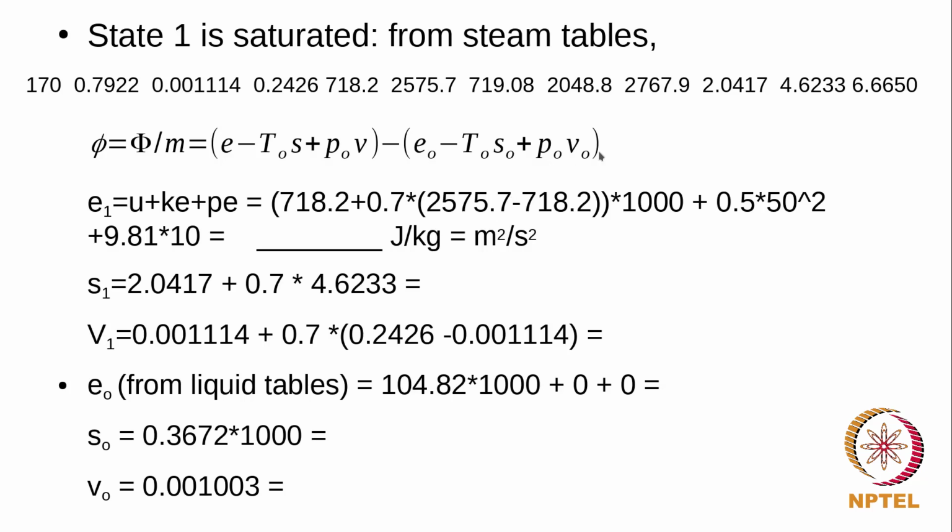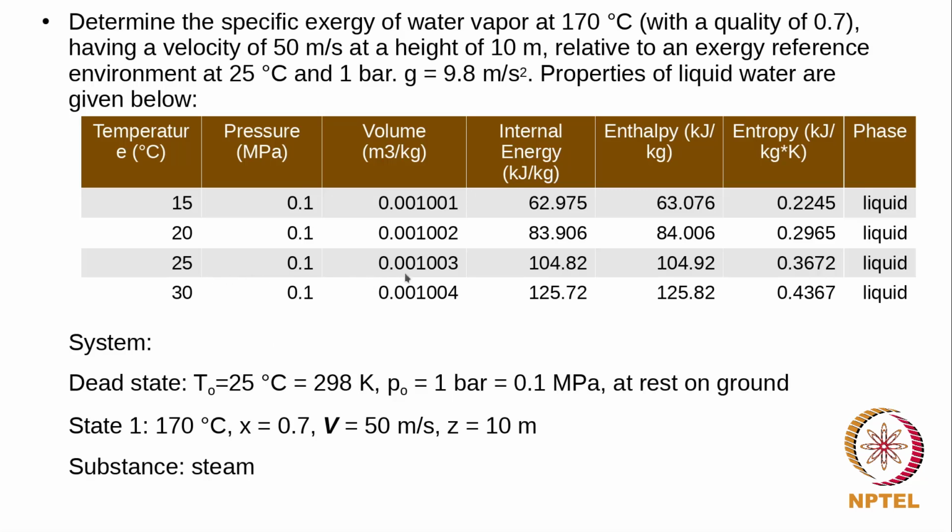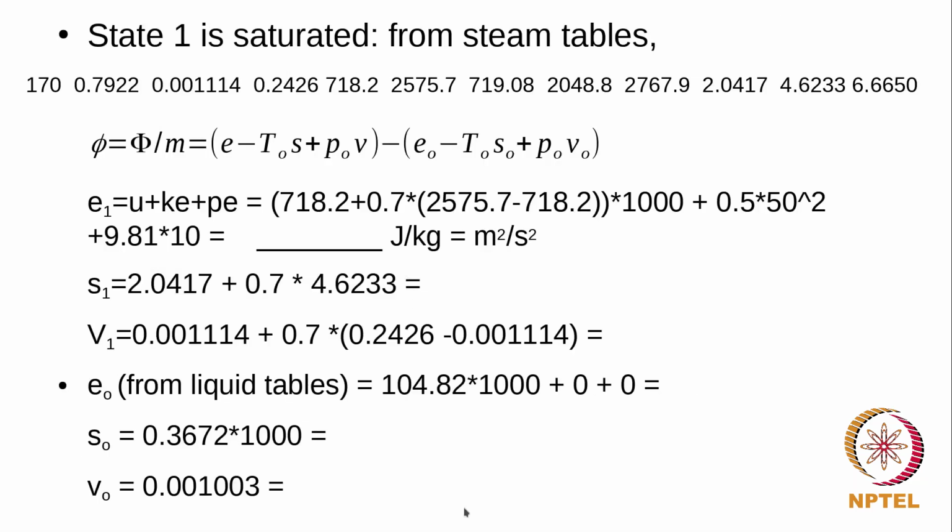And then we need plus P naught V naught. P naught is 1 bar, 10 power 5 pascal. And we need V naught, which again looking at this is 0.001003. So if we multiply it by 10 power 5, we see that the value would be 0.01 joule per kg. So having all of these values, we can substitute into all of these and we should be able to get the value of the Exergy in this case.